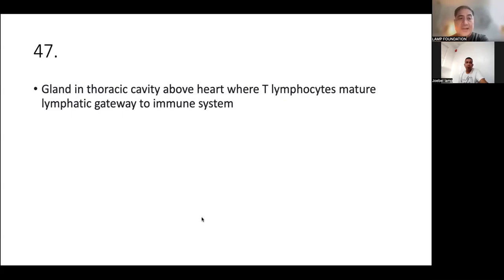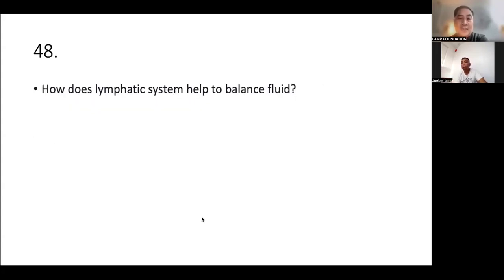True. Gland in thoracic cavity above the heart where the T lymphocytes mature. This is called the lymphatic gateway to the immune system. The thymus gland. How does lymphatic system help to balance fluid? It drains excess fluid from the tissue space and becomes lymph. Okay. How does lymphatic system aid in fat absorption?